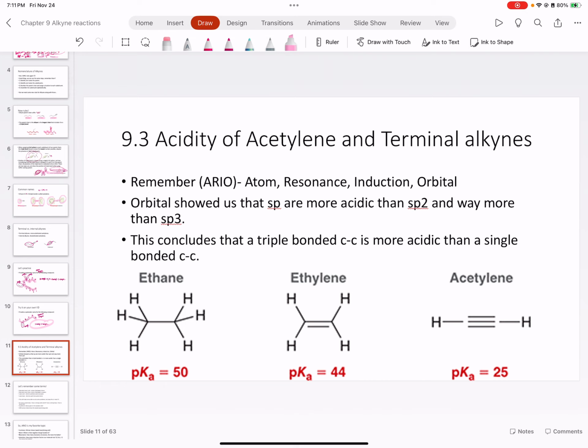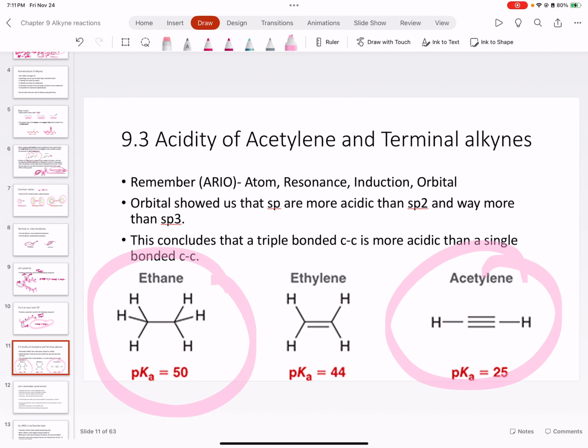Okay, acidity of acetylene and terminal alkynes. So remember, ARIO is atom, resonance, induction, and orbital. Orbitals showed us that sp carbons are more acidic than sp2s, and way more acidic than sp3s. This concludes that a triple bond carbon-carbon is more acidic than a single carbon-carbon, and we can see it in our pKa tables.